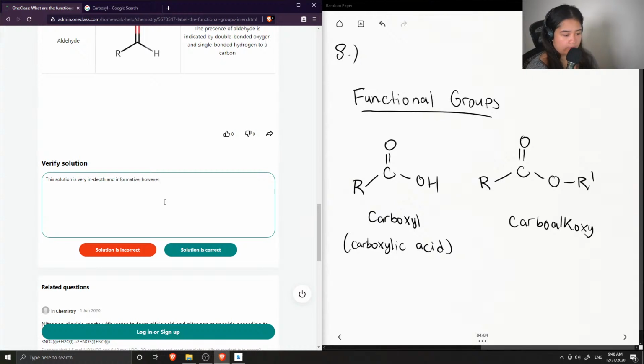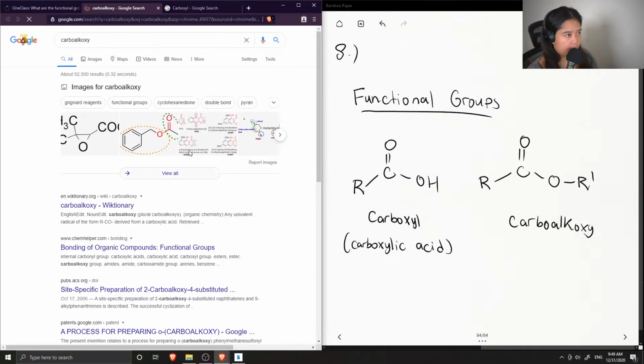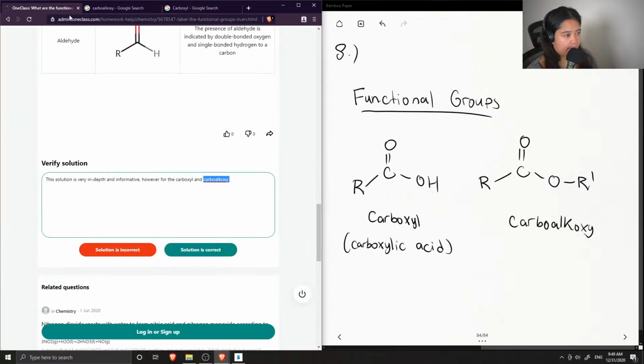However, for the carboxyl and carboalkoxy, yeah, I guess it's just not that common of a word. Carboalkoxy group.